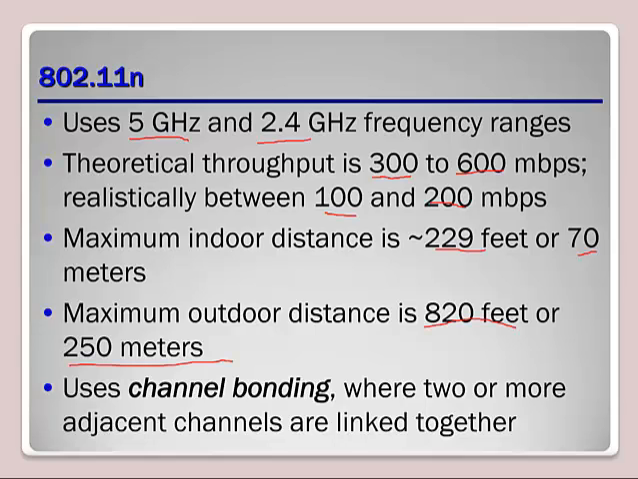And this uses channel bonding. This is where two or more adjacent channels are linked together. So they were using 5 gigahertz and 2.4 gigahertz channels bonded together to create a better speed. And it's been working pretty well for the last few years.